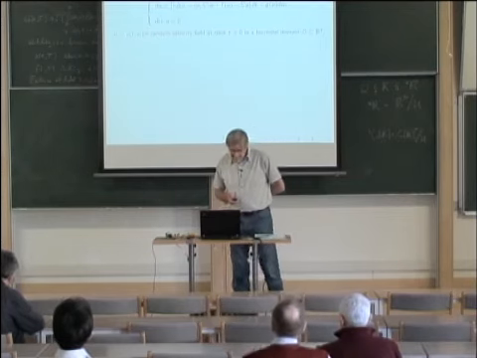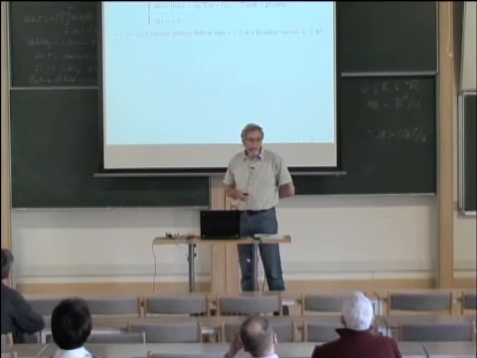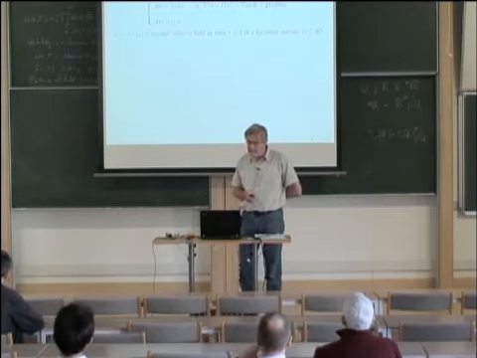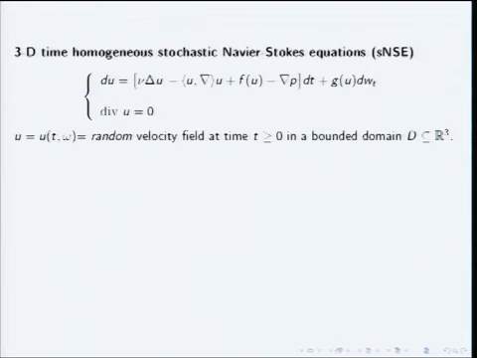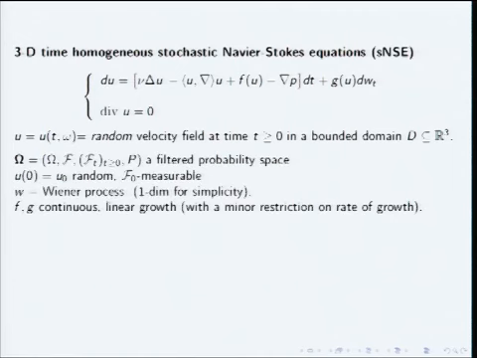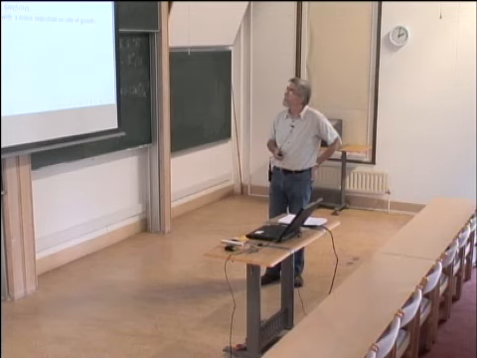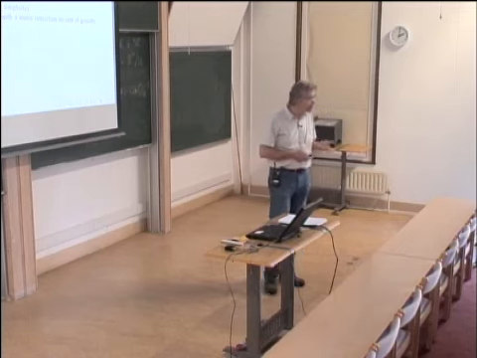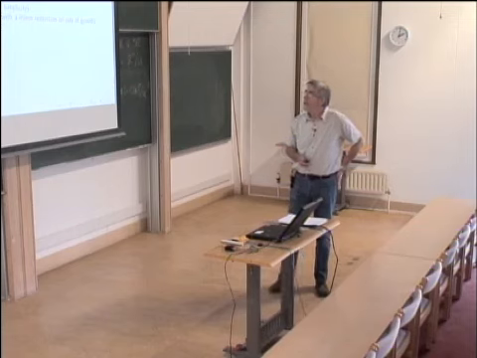So the setting is the very classical setting of the three-dimensional stochastic Navier-Stokes equations in 3 dimensions, the difficult problem where we have all sorts of problems to do with existence, uniqueness, and so on. And the setup is the conventional one. We're working in a bounded domain in 3 dimensions, and we have a filtered probability space, and our initial condition can be random.